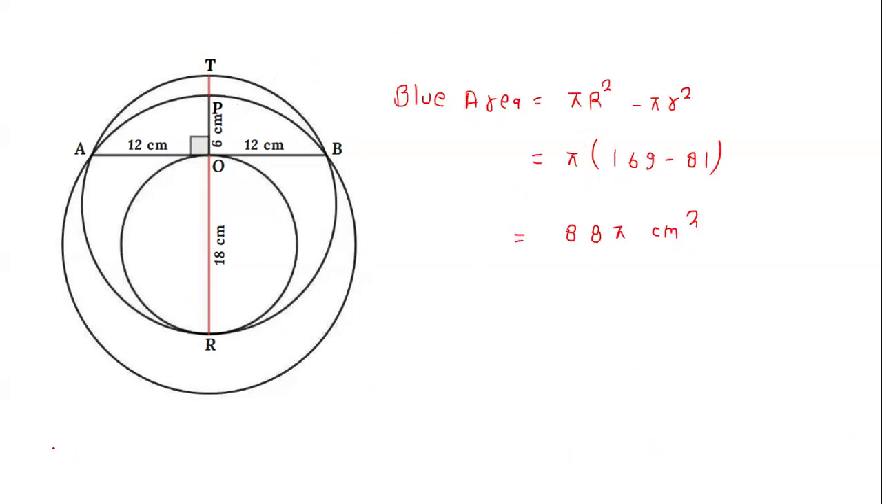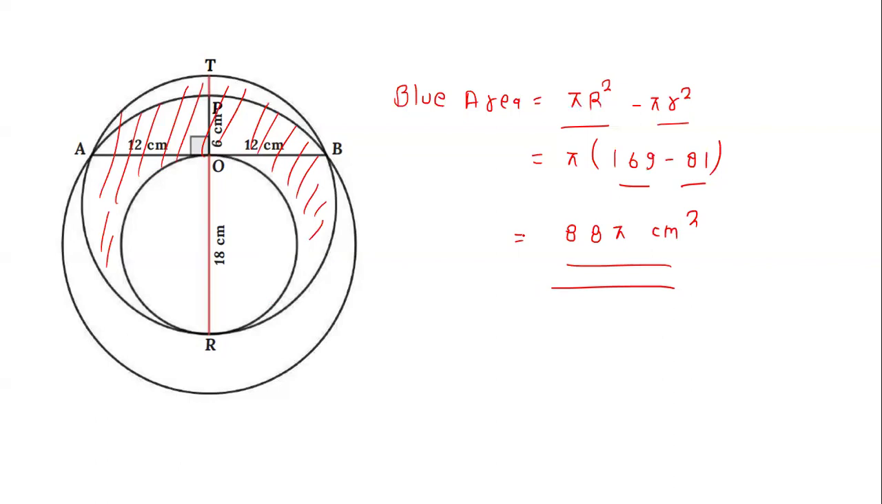Now we know both the small r and capital R, so we can easily find this blue area. This is the region we have to find the area of. So this is simply pi times capital R square minus pi times small r square. So 13 square is 169 and 9 square is 81. After subtracting it will come as 88 pi centimeter square. So in this way we can solve this.